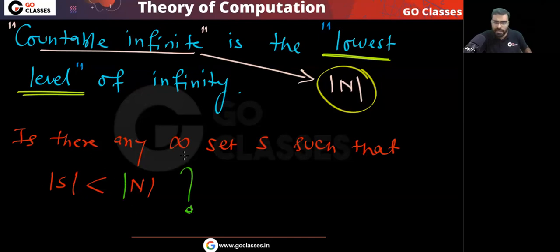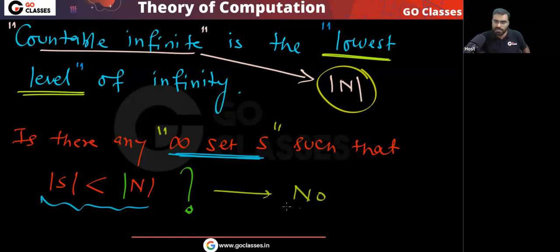Is there any infinite set whose cardinality is less than the cardinality of N? The answer is no, because countable infinite is the lowest level of infinity. Is this clear? If you see the levels of infinity, the lowest level is where your set of natural numbers is. So anyway, let's see some practice.